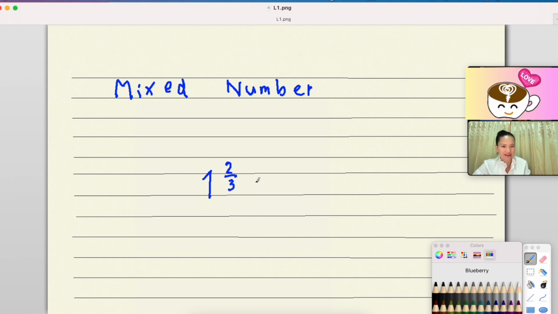Did you write it out like this, or do you write it out like a 2 line? Which one do you write at school? 2 lines? 1 and 2 out of 3 like this? Oh my god, really?